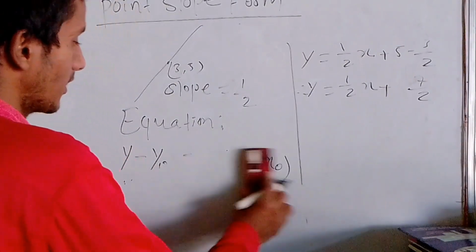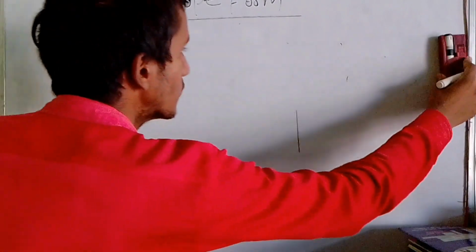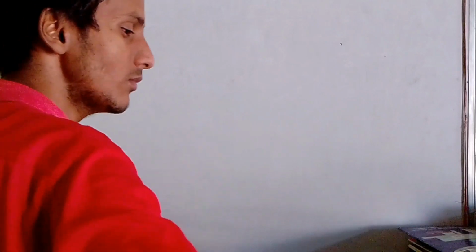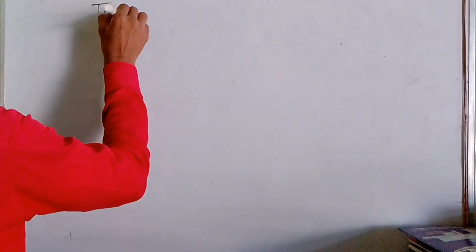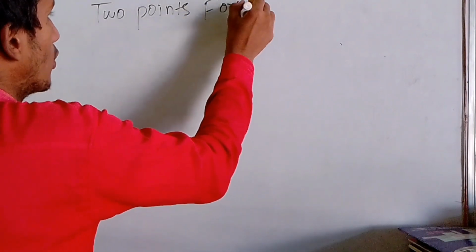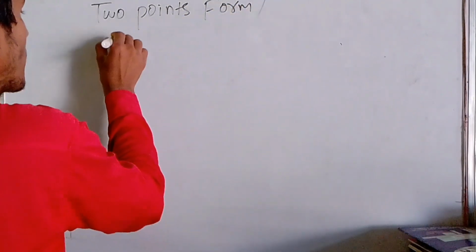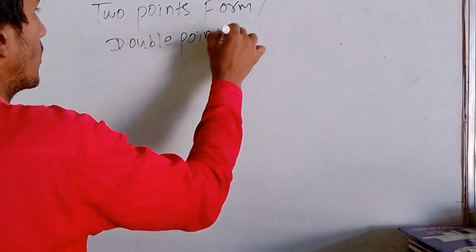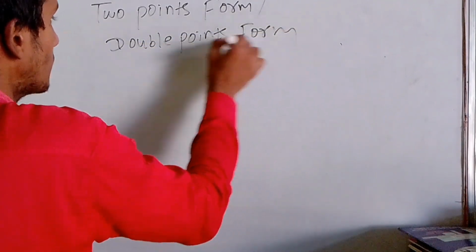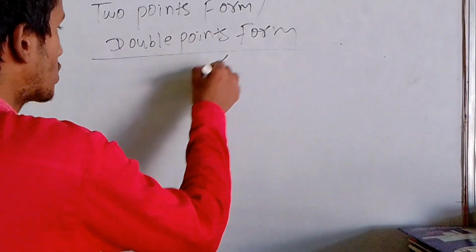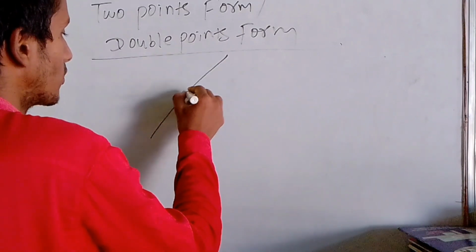Now, let's talk about one thing. Instead of the point-slope form, you could also have the two-points form, or maybe the double-points form. It might also be called the double-points form. By its name, you can recognize the fact that there are two known points lying on the straight line.